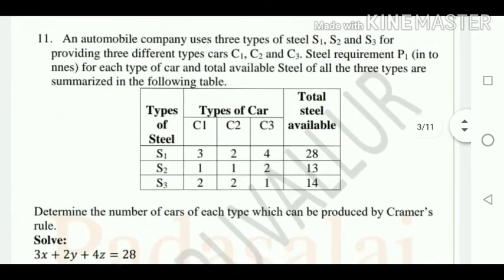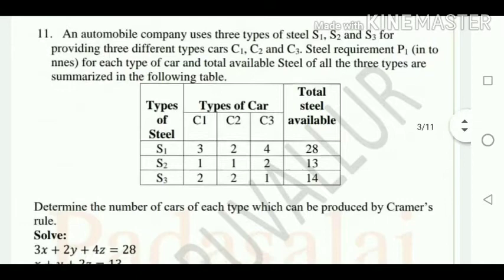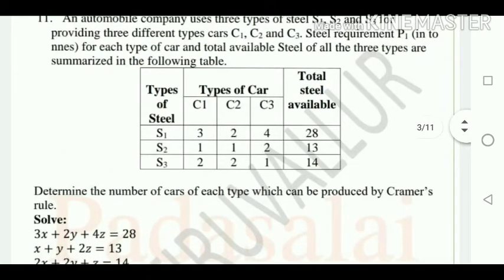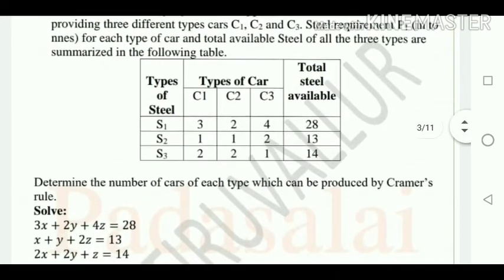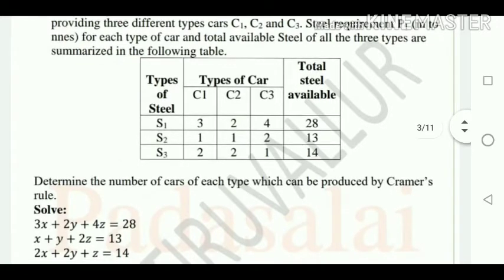Okay, here we take this as matrix form, that is 3, 2, 4, 1, 1, 2, 2, 2, 1, which is the left side of the equation, that is 3x plus 2y plus 4z equal to 28, x plus y plus 2z equal to 13, 2x plus 2y plus z equal to 14. Likewise, you convert into equation form.